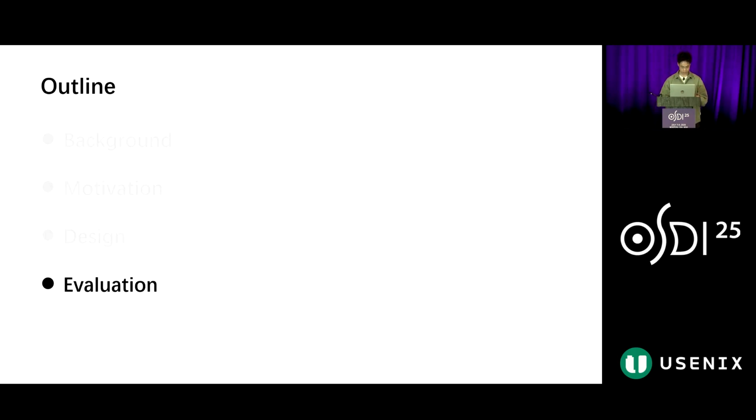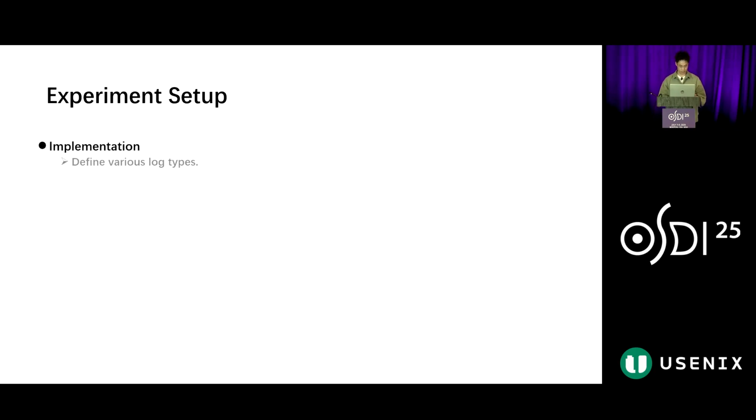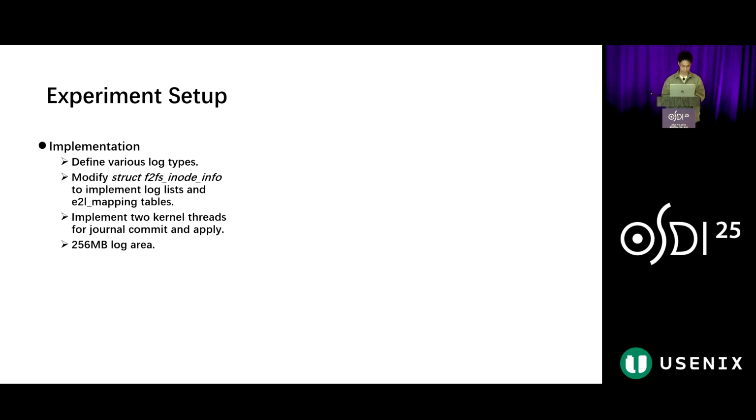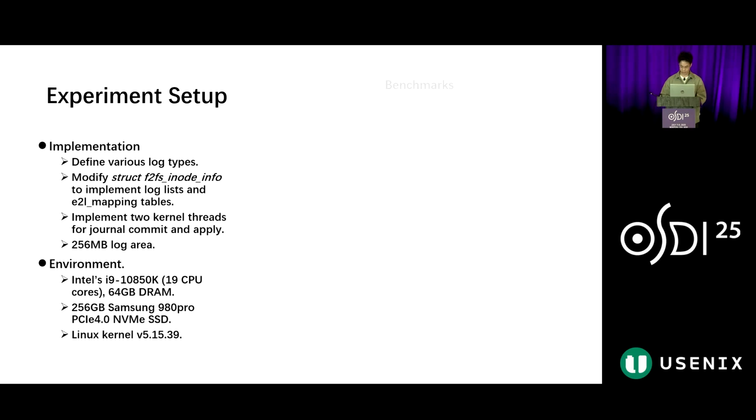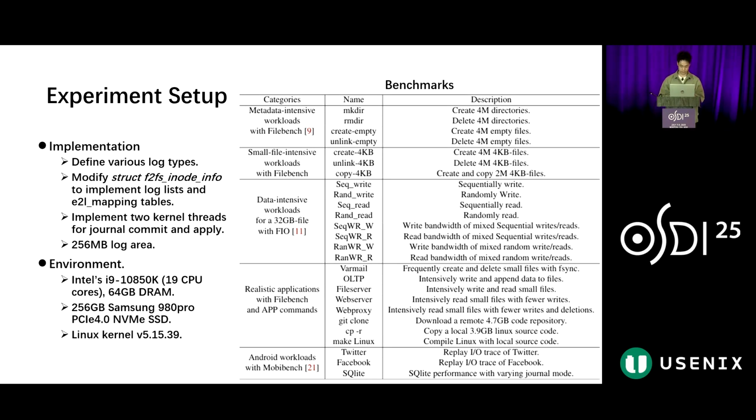The next part is our evaluation. We have implemented F2FS by defining various log types and also modifying some data structures to implement the per-inode log list and the summary mapping tables, and we also have 2 kernel threads for the journal commit and apply. For the log area, our implementation requires 256 megabytes. For the environment, you can see the test-bed information. For the benchmarks, we use Filebench, like metadata-intensive workloads, small-file-intensive workloads, and data-intensive workloads, and also some MobiBench for the Android workloads.